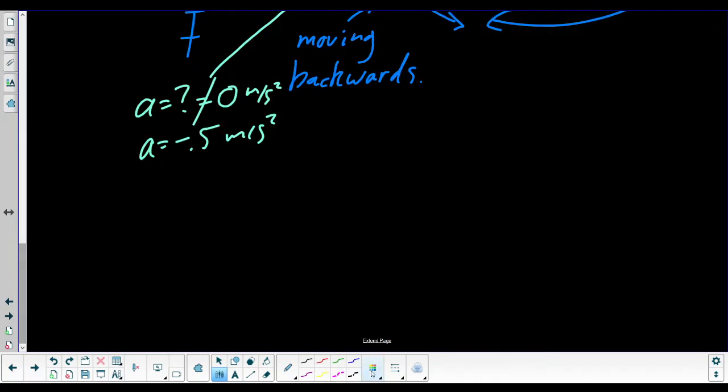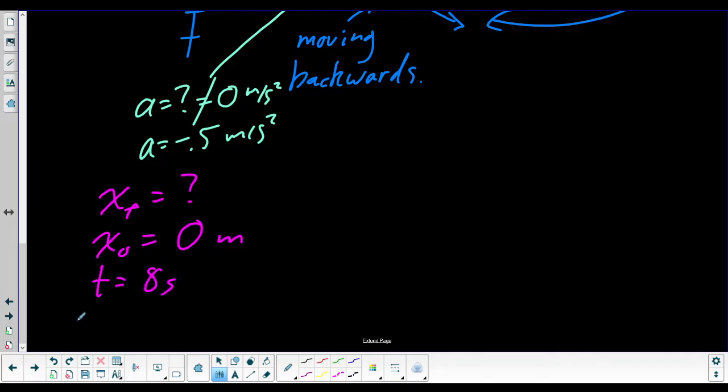All right, let's extend this page a little more. Okay, so x final equals question mark. X initial, they don't really tell us, so we're going to arbitrarily pick 0. Wherever you start timing, that's where position 0 is. And I get to pick that because I'm the physicist. We could say it's on the surface of the moon, but that would probably make the problem harder, not easier. We want to know how far he went after 8 seconds.